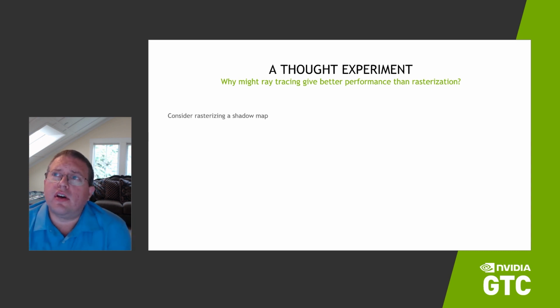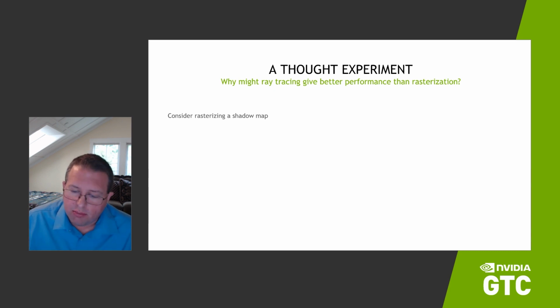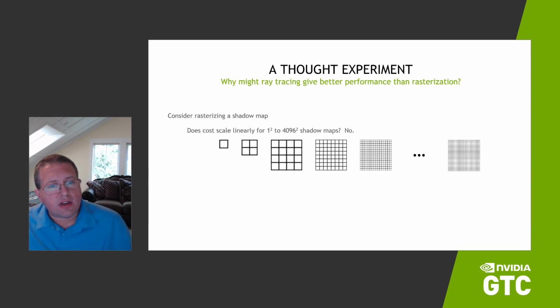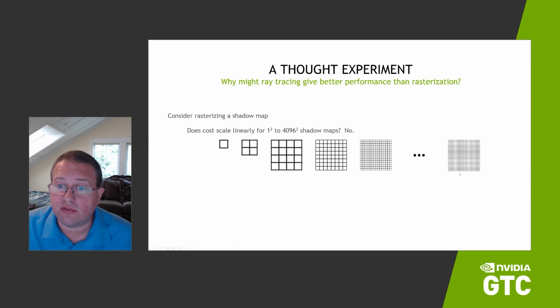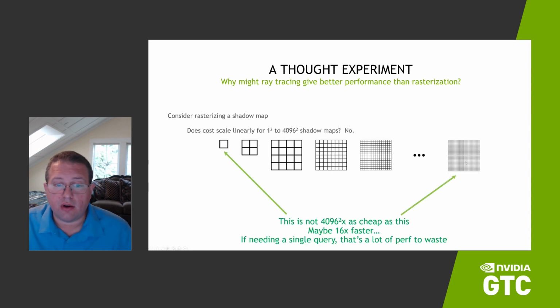So let's do a little bit of a thought experiment here, and think about rasterizing a shadow map, which many of you are probably quite familiar with. And why might ray tracing give you better performance here? Well, if you think about a shadow map, and ask yourself, does the cost scale linearly as you go from a 1 squared shadow map here to a 4K squared shadow map over here? And obviously the answer is no. We all know that this shadow map over here is not 16 million times the cost of this one over here. Maybe it's 16 or 32x, or maybe it's 8, depending on things.